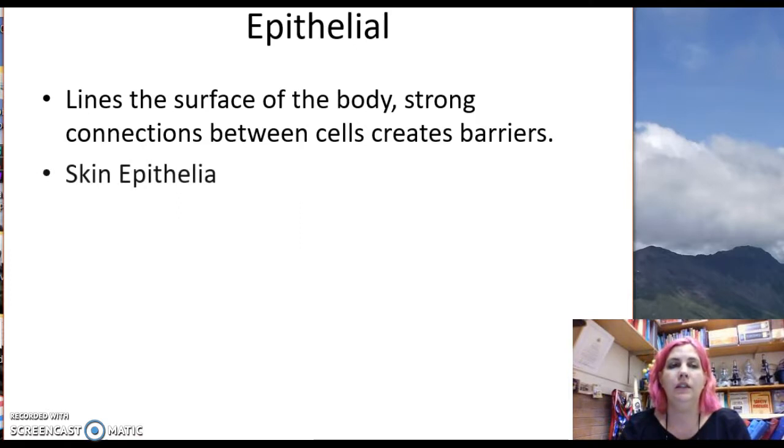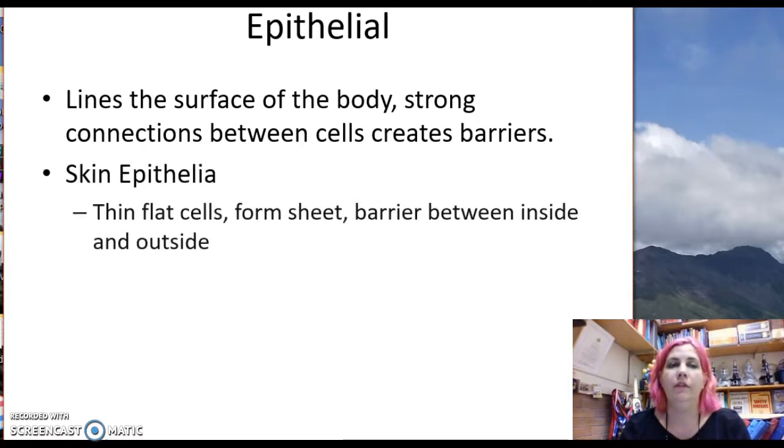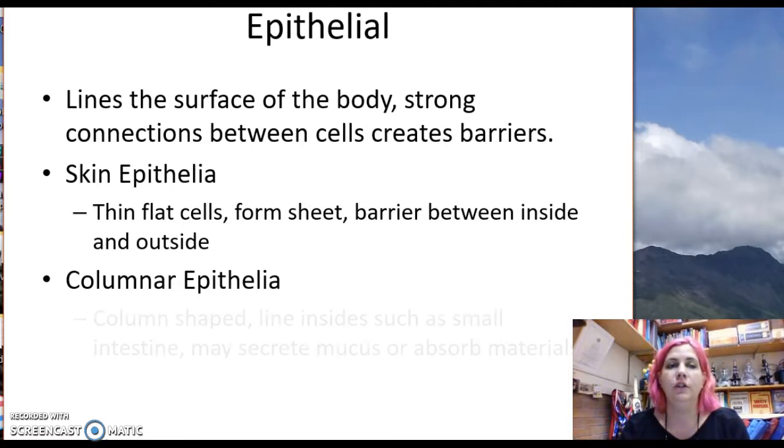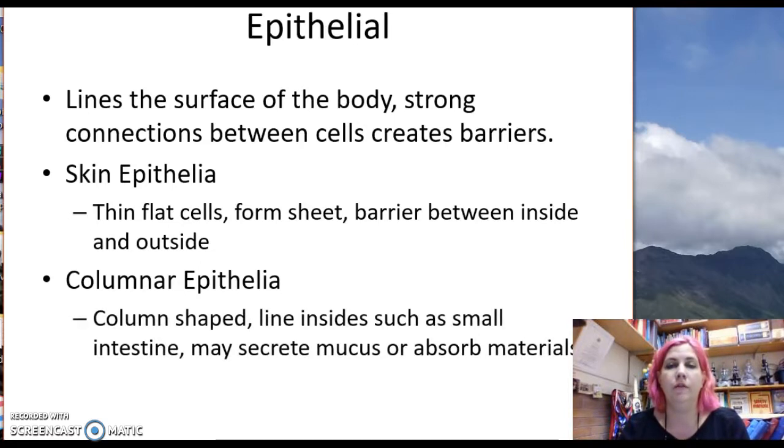So the first type we're going to look at is skin epithelia. These are thin, flat cells that form a sheet, barriers between the inside and outside. And then the second type we're going to look at is columnar epithelia. So as opposed to being a thin, flat sheet, they're going to be column-shaped, vertical, and have lines inside, such as the inside of the small intestines, the esophagus, the trachea, and they may secrete mucus or absorb materials. They may also be covered in cilia.